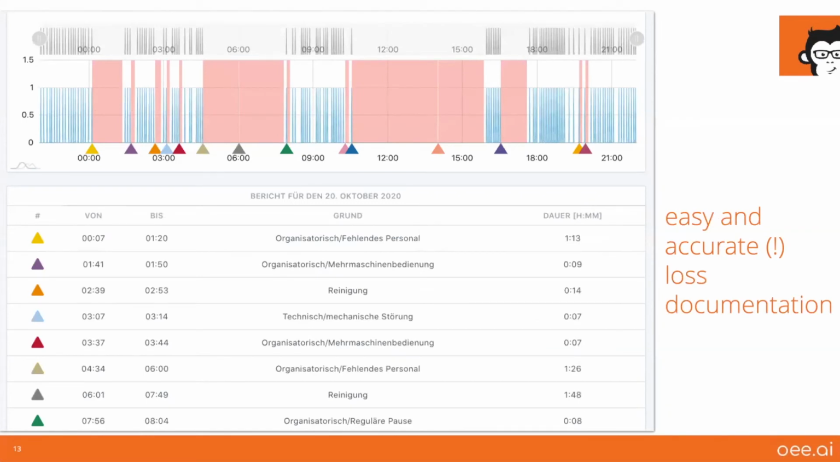What you can do is do a loss documentation by this, which means that you don't need to fill in any sheet of paper with what your losses were, but you get a direct overview from what time to which time you had which reason for a loss. And you can use that for documentation. And most of the time, companies use that for changing the payment of the employees and all that stuff.